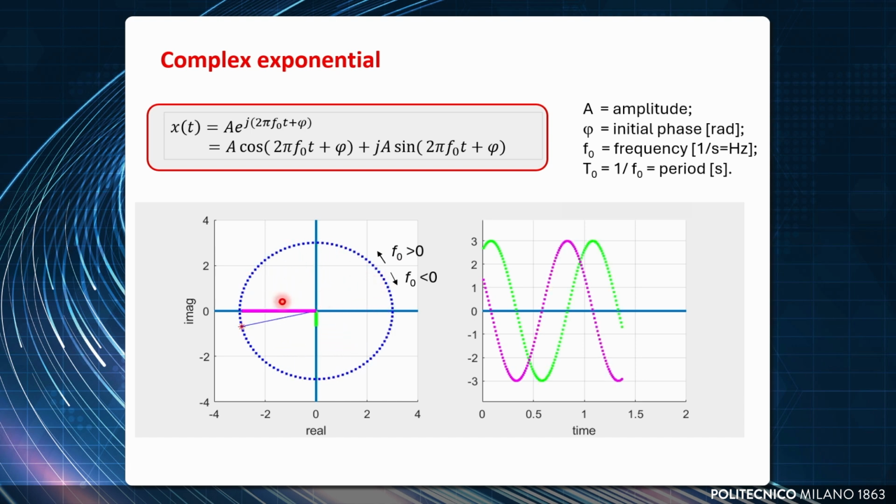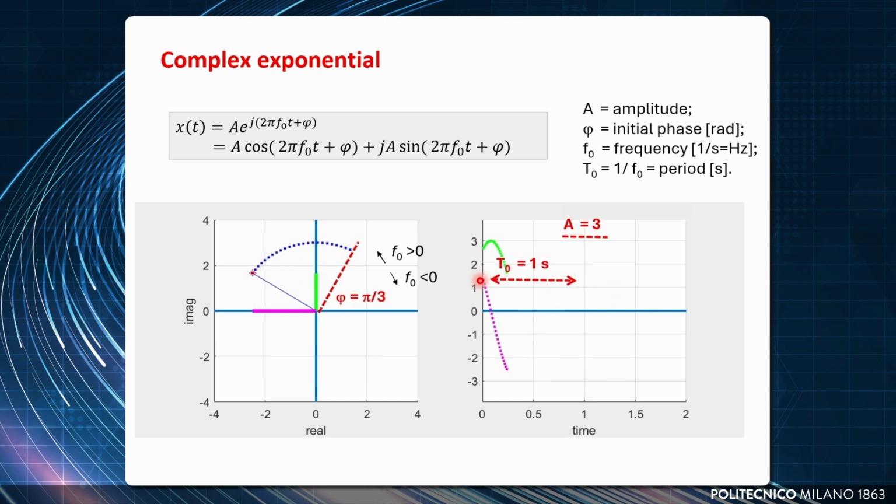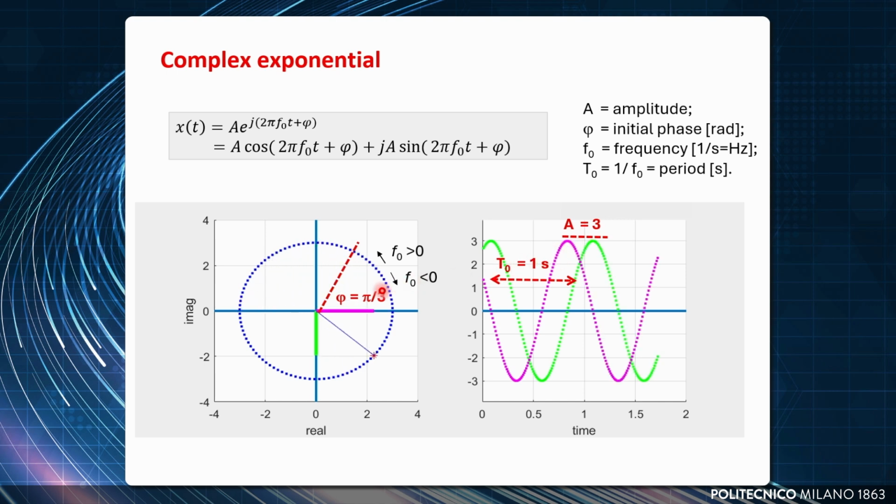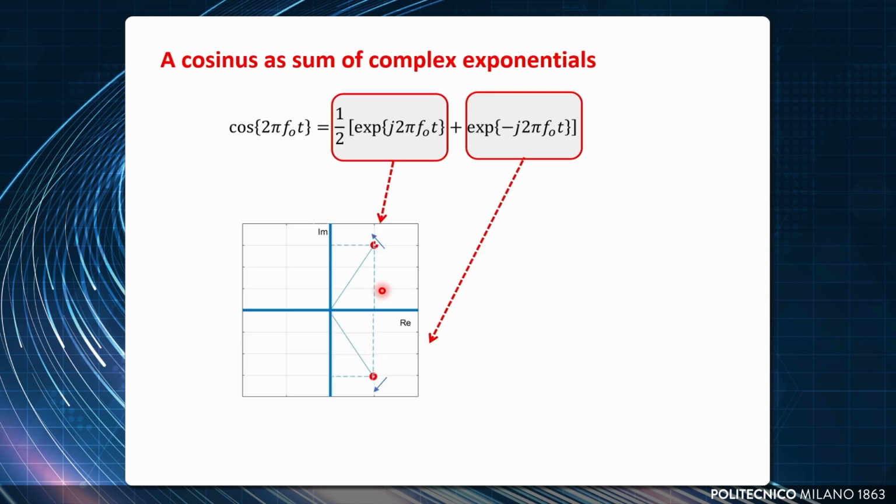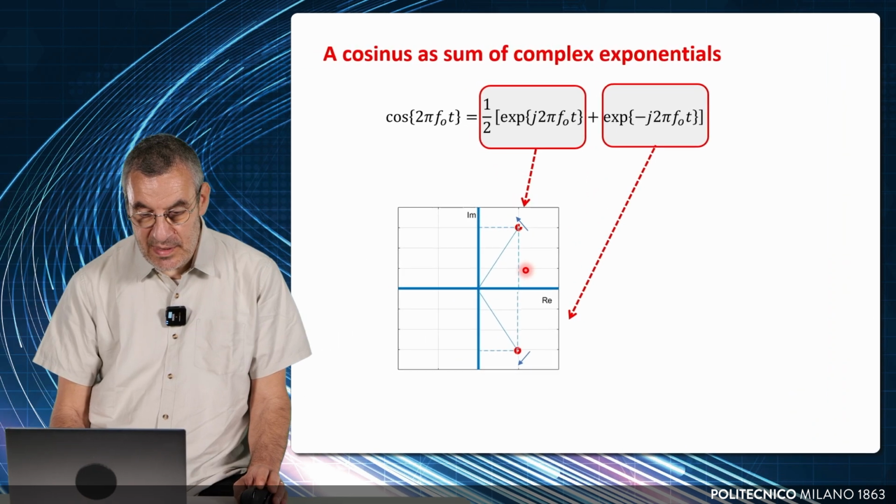And the real part and the imaginary part of this point projected on the real axis and on the imaginary axis, one is a cosinus and the other is a sinus. This kind of signal is called complex exponential. And we are here plotting one signal that has a period of 1 second, amplitude 3, and the initial phase pi/3. I want to show you also an example of the composition of a signal in complex exponentials.